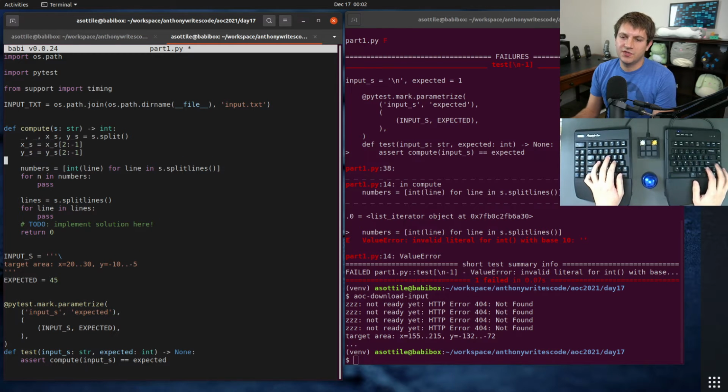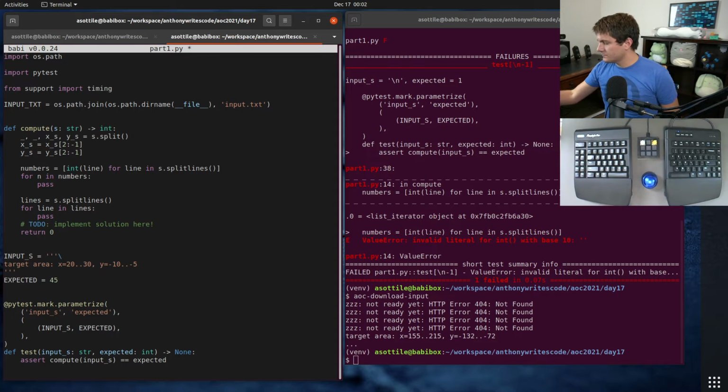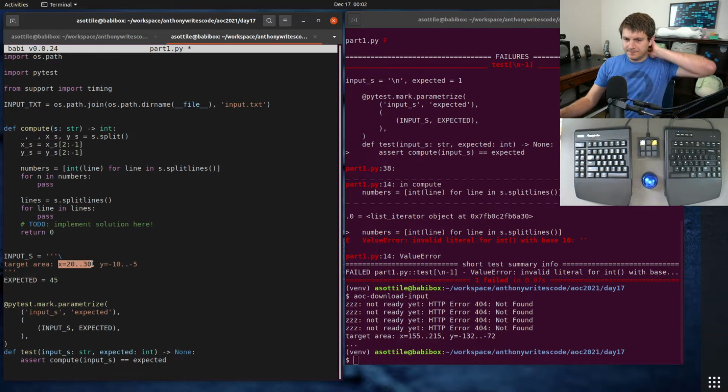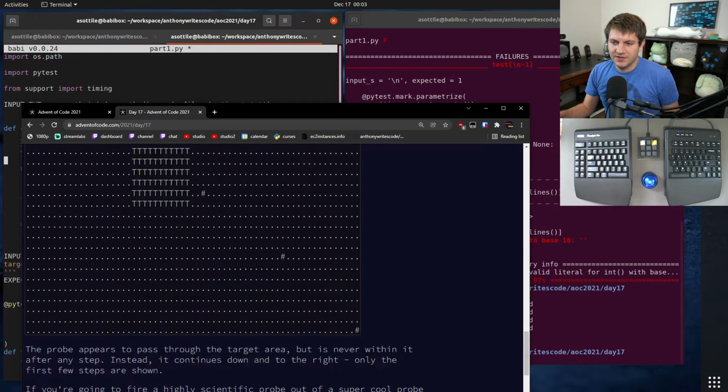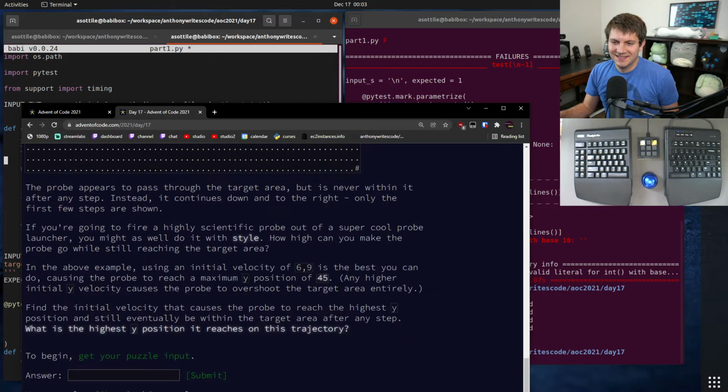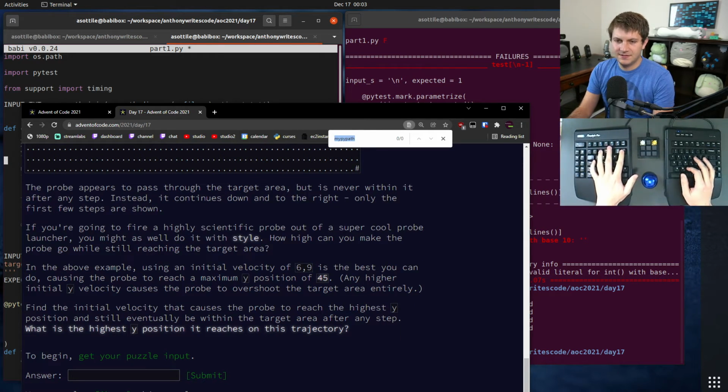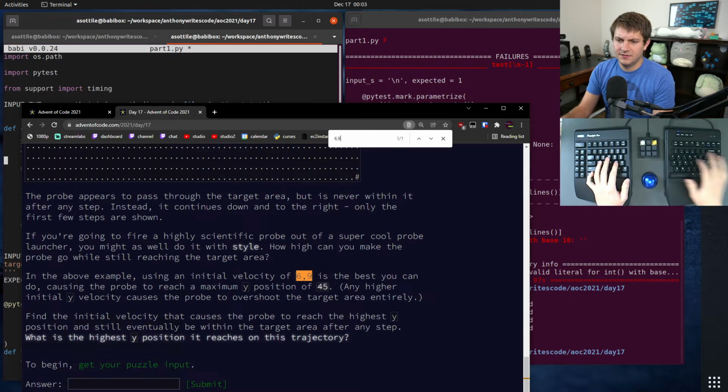And the initial position starts at 0, 0. And so we have to enter the X position. The above example, which above example? Which above example? 6, 9.